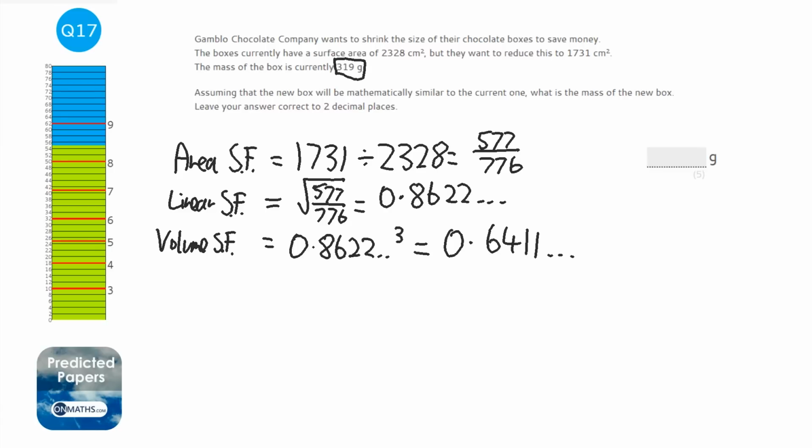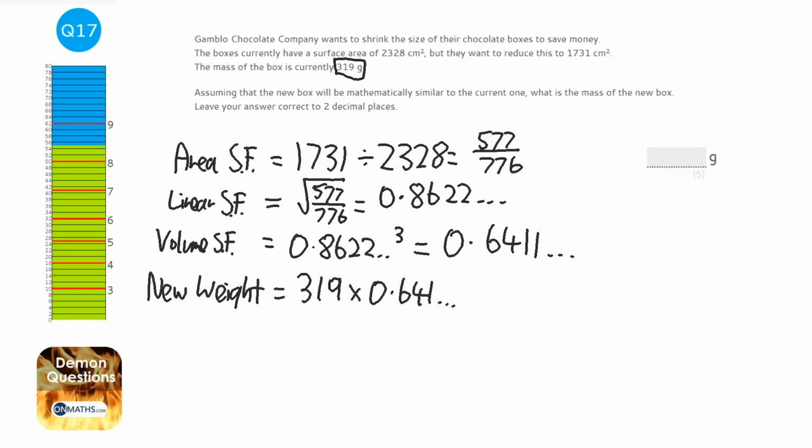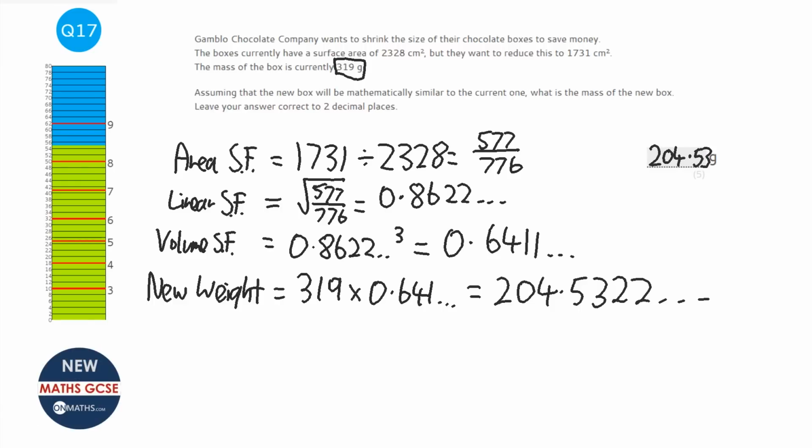Now, the reason we need the volume scale factor is grams is a three-dimensional thing, okay? So it's going to be involved in the volume. Yes, with volume normally it's centimeters cubed, but grams works the same way as centimeters cubed. So to work out the new weight, I'm just going to get 319, and I'm going to times it by that 0.641 blah blah blah blah. So on my calculator, I'm just going to times it by 319, and I get the answer of 204.5322 blah blah blah. It says it wants it to 2 decimal places, so 204.53 is going to be my answer.